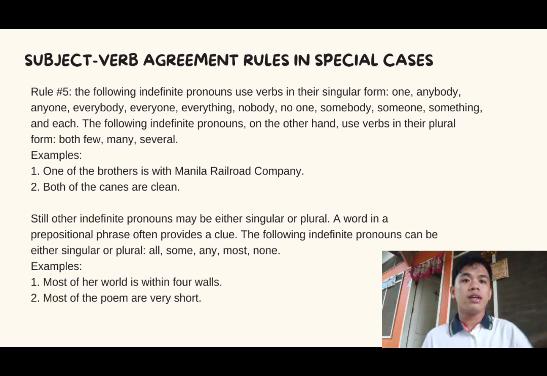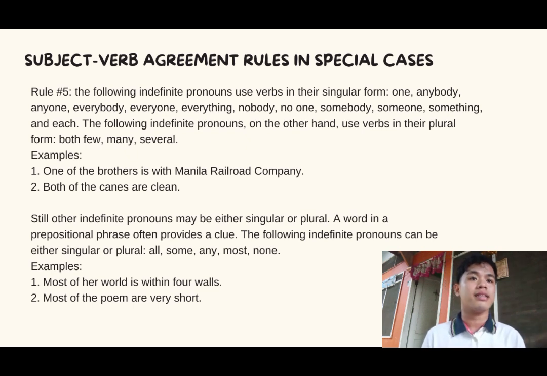in the singular form. So plural indefinite pronouns. These are the plural indefinite pronouns: both, few, many, and several. So for example, both of the canes are clean. So both is a plural, meaning that we are going to use a verb that is plural also, which is are in the sentence. For the second example, several students were absent. So several is plural form. It is also accompanied with the word students, meaning that it is obviously in plural form. So we are going to use a plural form of a verb also, which is the word were, as what we can see in the sentence.